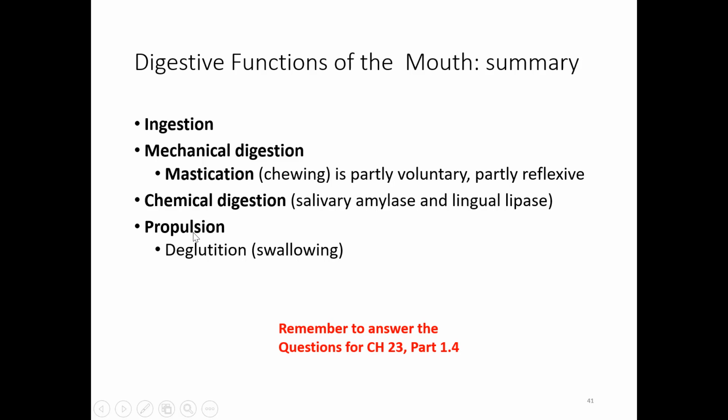Finally, propulsion, or moving the food from the mouth all the way to the pharynx and esophagus, and we always call that process swallowing. Another name for it would be deglutition.